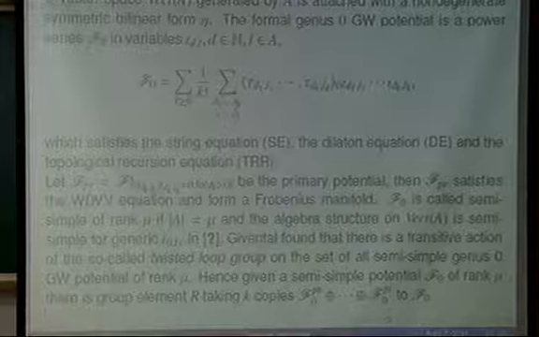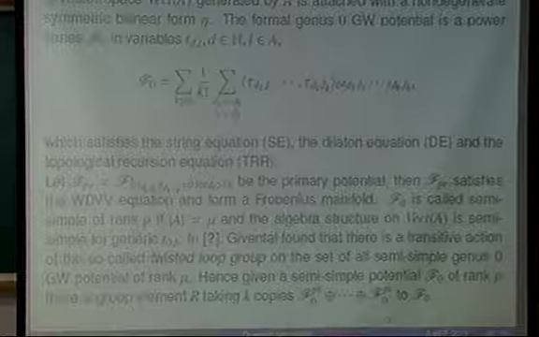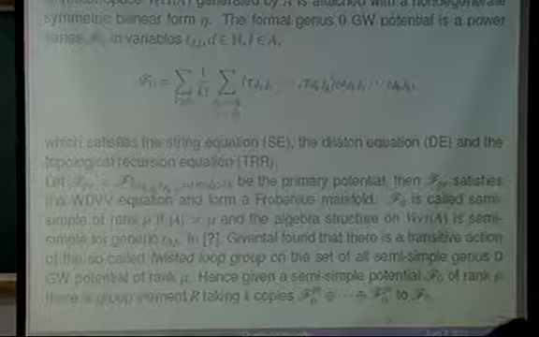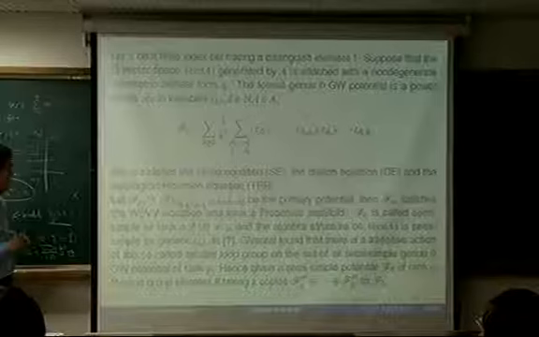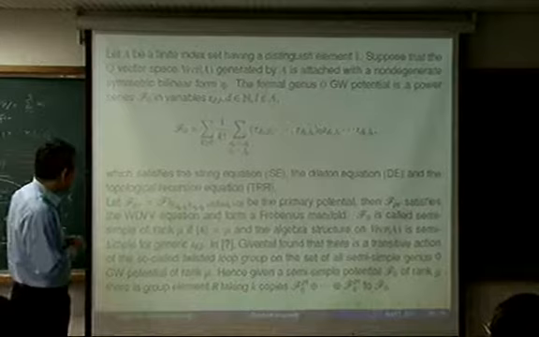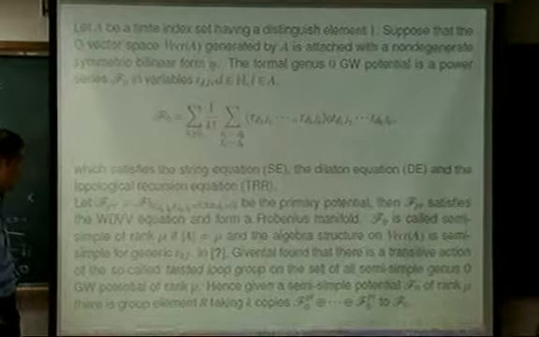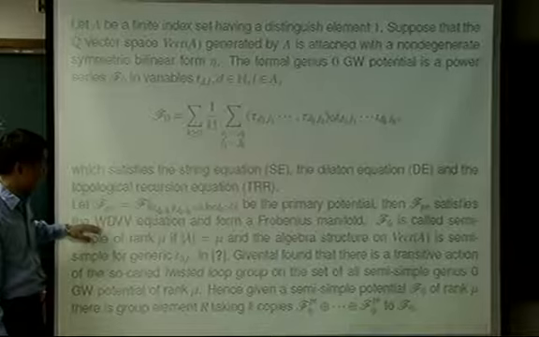L represents the elements in the set A. D is a positive integer. So this is a formal Gromov-Witten invariant. We can take a part from this potential called the primary potential. The primary potential satisfies the WDVV equation and forms a formal Frobenius manifold.